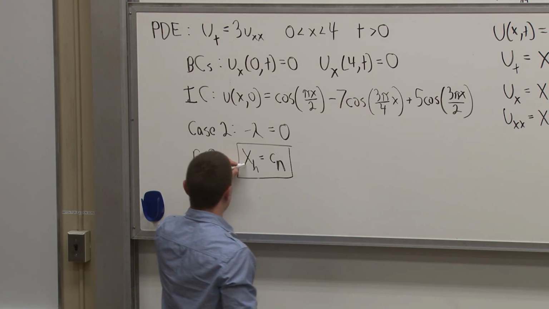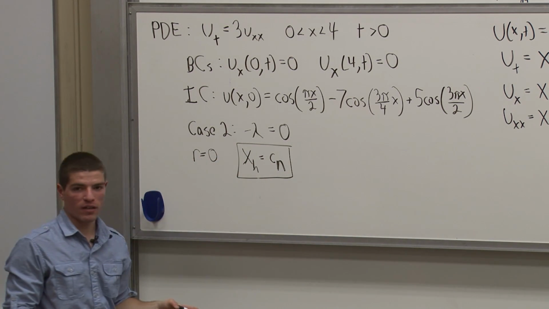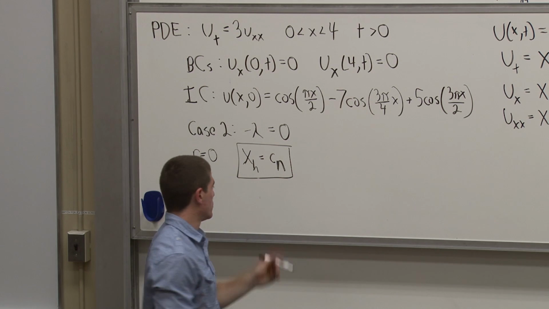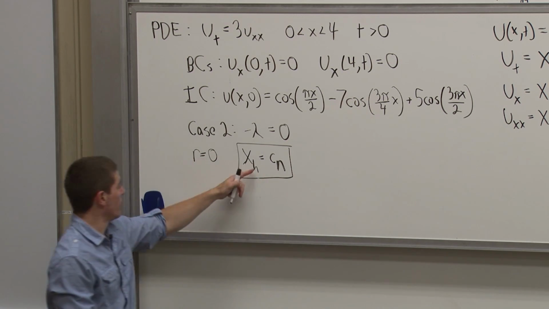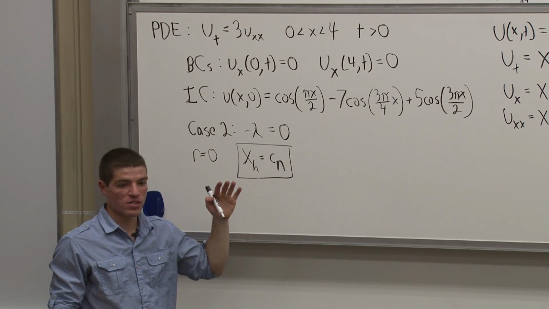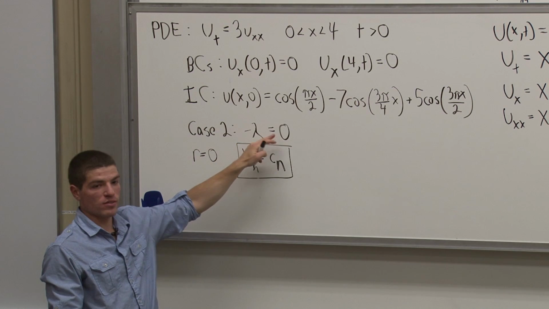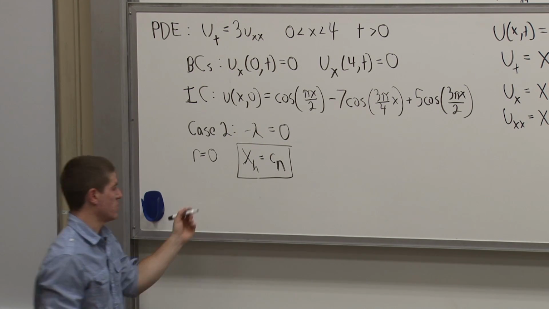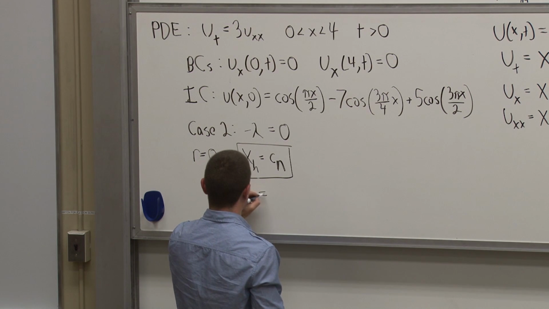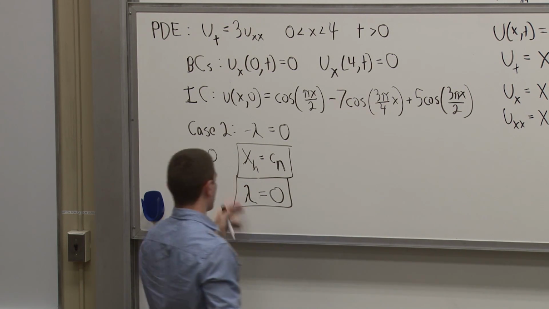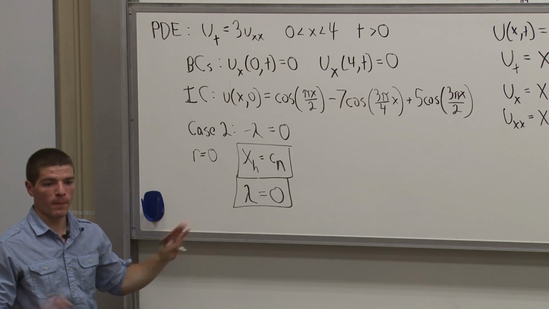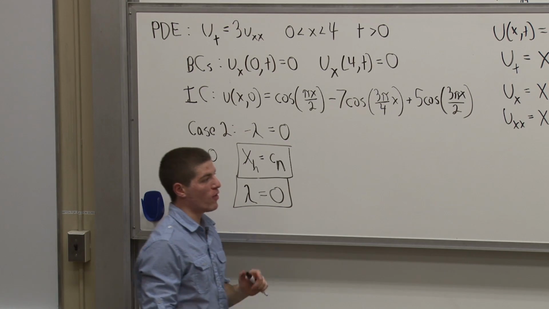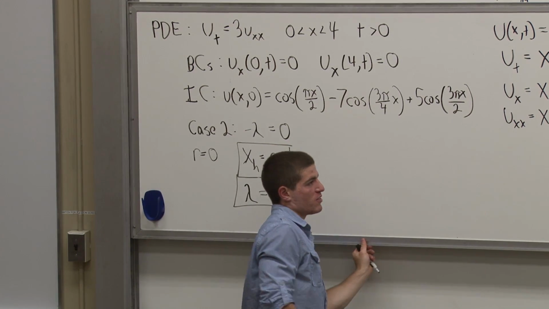All right, so with every eigenfunction, there's an eigenvalue. So the eigenvalue for this would be what? We look up here, case 2, what are the parameters of case 2? Negative lambda is equal to 0. So get rid of the negative. Lambda is equal to 0. So this is your eigenfunction, eigenvalue, boom. Now we're going to move on to case 3. That's when I use the other board.